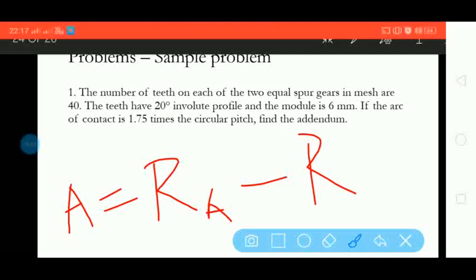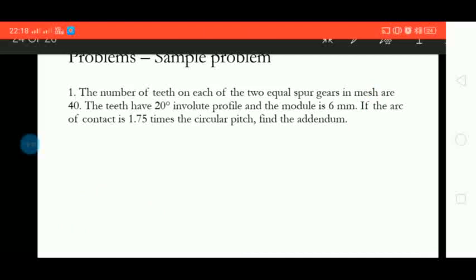But you know R now, but don't know RA. How will you find RA? Which equation carries RA? Remember, the length of path of contact equation has the term RA. So you got arc of contact. Once you get arc of contact, what is path of contact? Again, you remember your definition. Arc of contact is equal to path of contact divided by cos phi. So you will get path of contact from this.